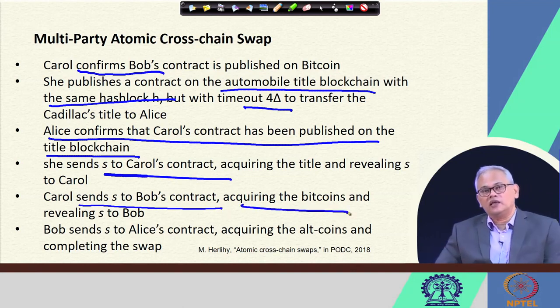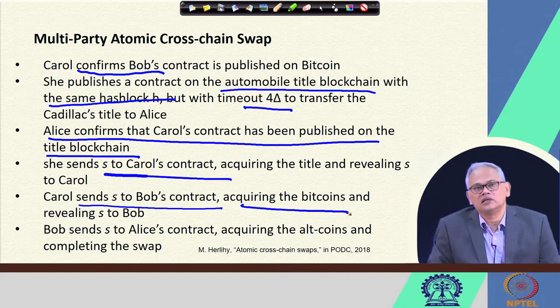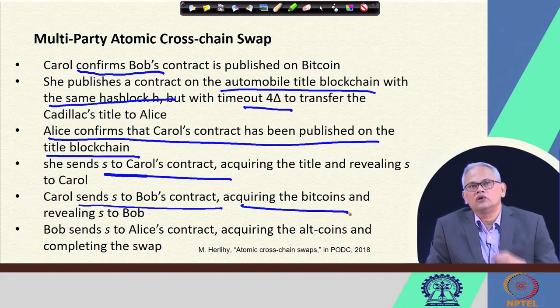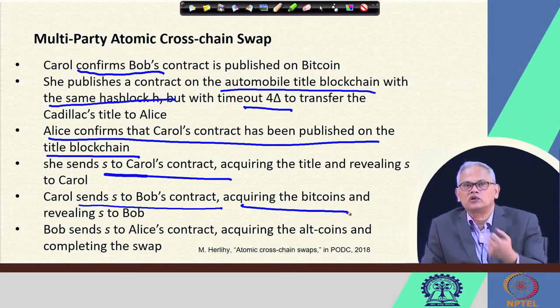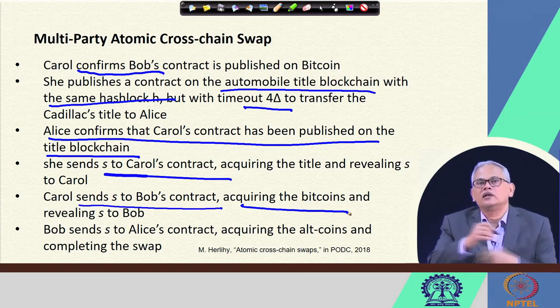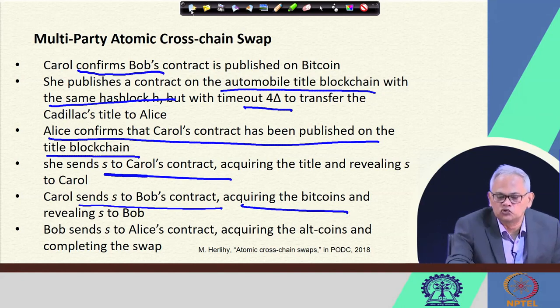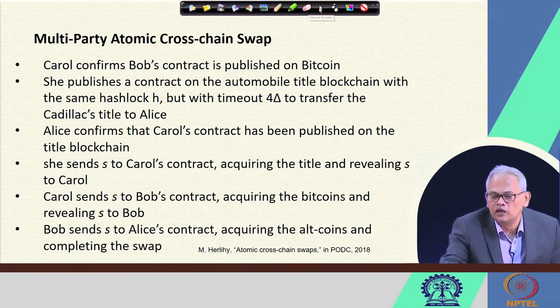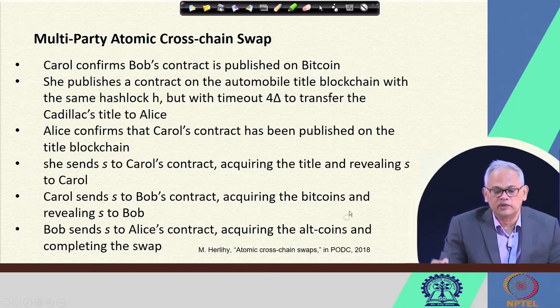But in the process, that would reveal S to Bob, and by this time what has happened? Bob's money has gone to Carol, Carol's title has gone to Alice, but Bob has not yet got anything. So Bob immediately, as he gets that S, would send it to Alice's contract, which will in the process let him acquire the altcoins, and in this way we complete the entire swap. So this three-party swap will be completed by this method.